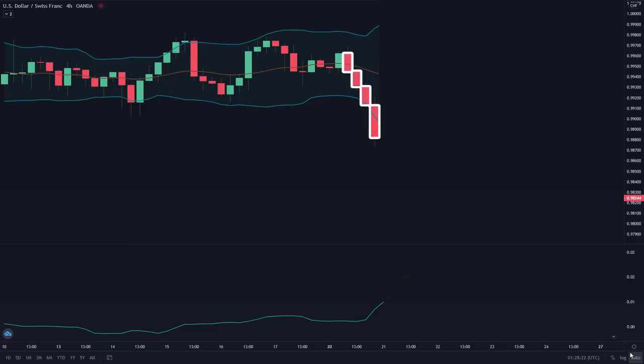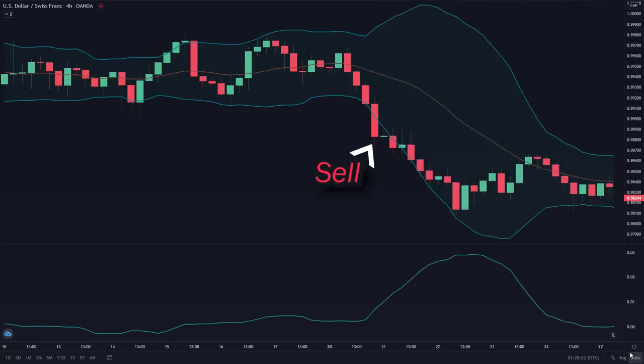Next, we can see that 4 red candles were formed. One of them closed outside the lower bands. So based on the price action, the breakout is more likely going to happen to the downside. So this is a good opportunity to take a sell position. Let's look at another example.